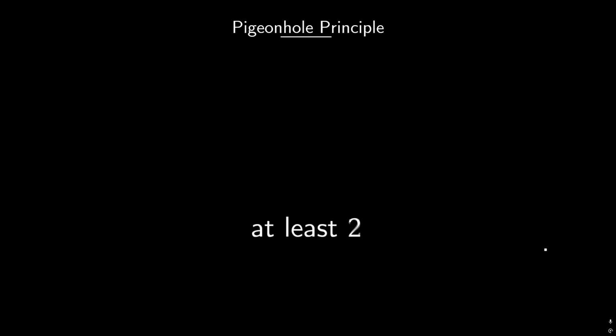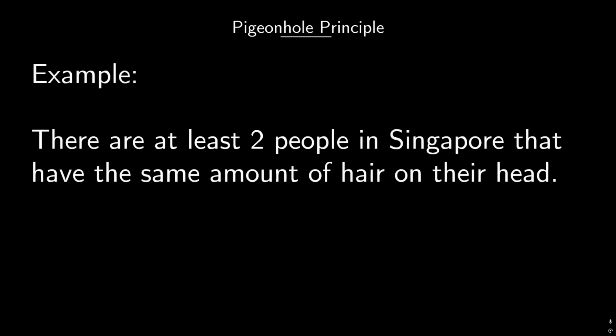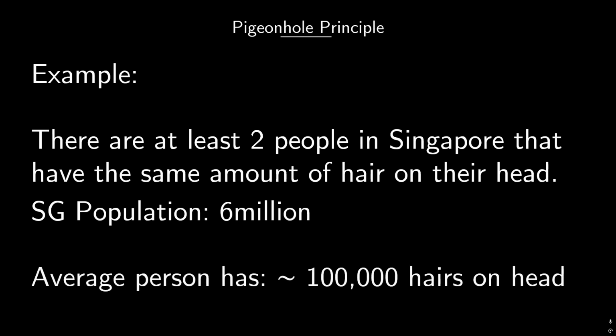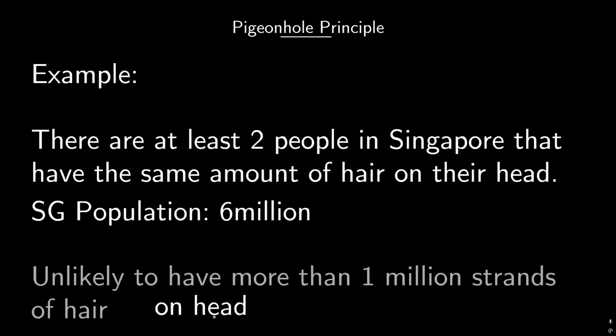Okay, so here's an example of how you might want to use this proof, right? For example, we can make the following claim: there are at least 2 people in Singapore that have the same amount of hair on their head, right? How do we prove this? It sounds kind of weird. So here's the idea, right? Singapore's population 2 years ago, I think, was recorded at around 6 million. Okay, and if you look this up, on average, a person has around 100,000 hairs on their head. So it stands to reason that it's very unlikely for someone to have more than 1 million strands of hair on their head, right? Because we don't want the average, we want the maximum, right?